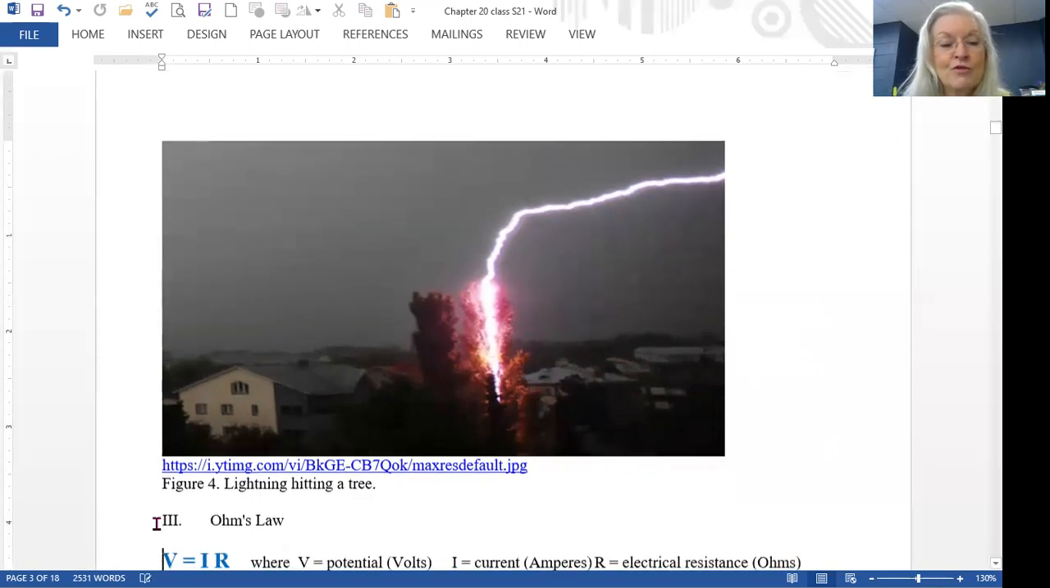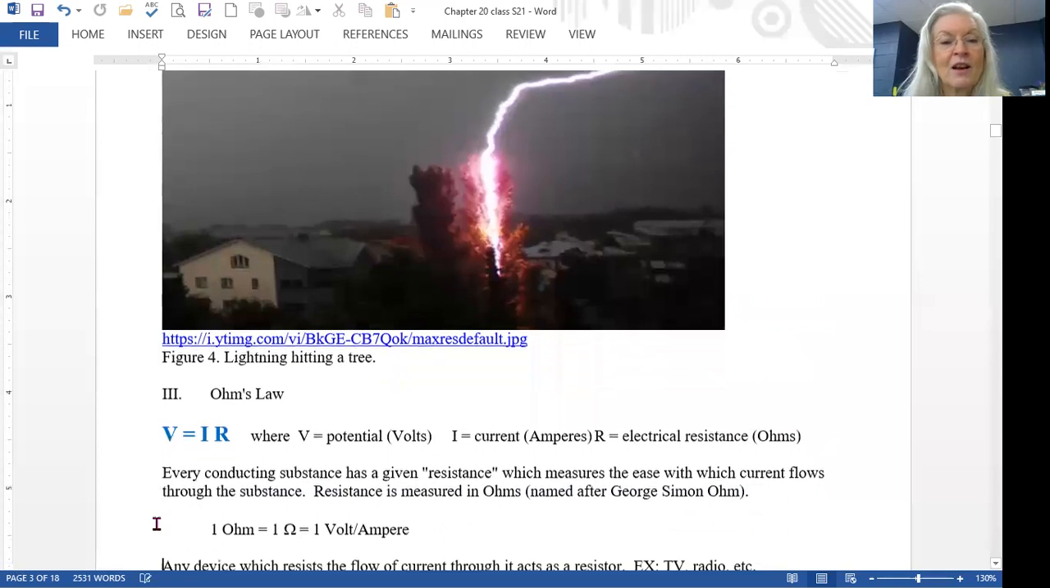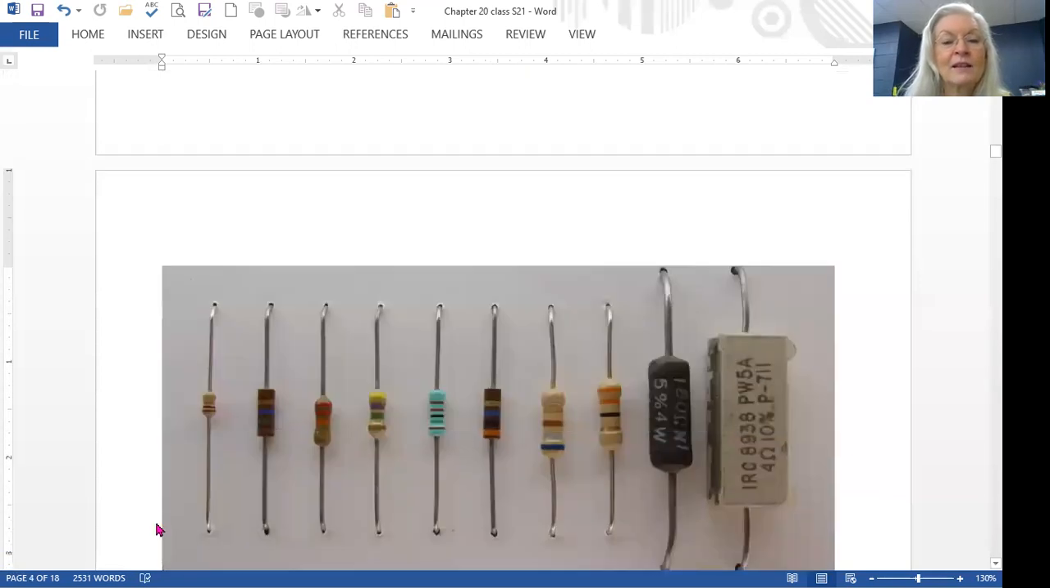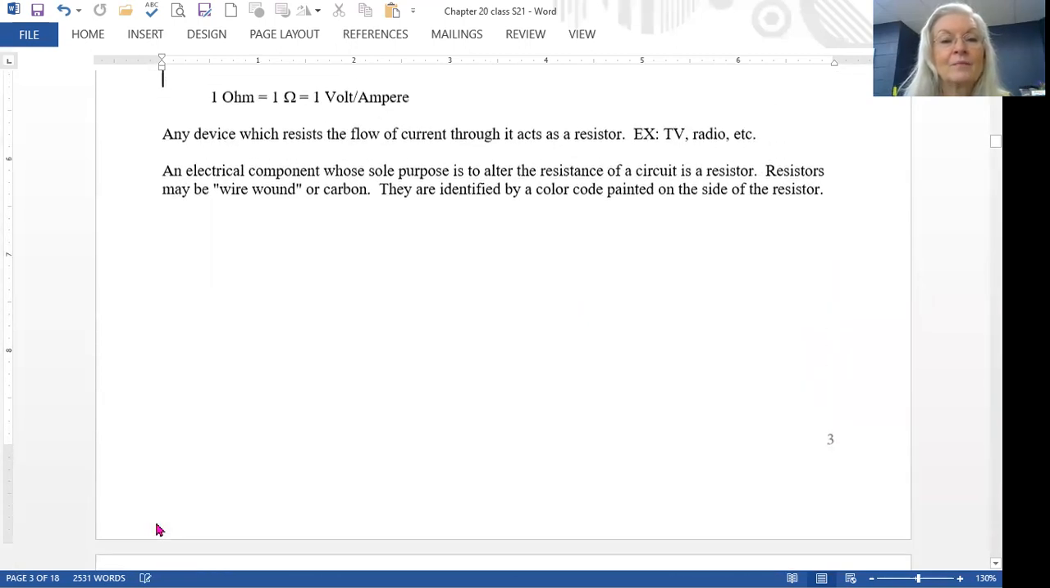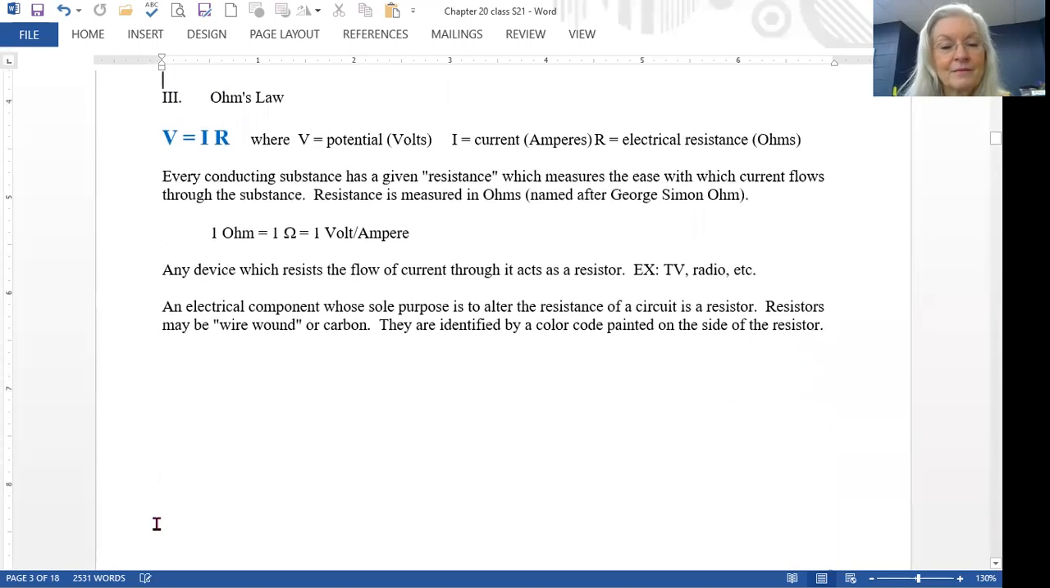All right, moving on. We need to talk about Ohm's law. We will use it a lot in the coming chapters. So Ohm's law is V equals IR, where V is the potential, I is the current, and R is the resistance. V equals IR. So potential is in volts, current is in amps, and R is in ohms. Electrical resistance is measured in ohms.